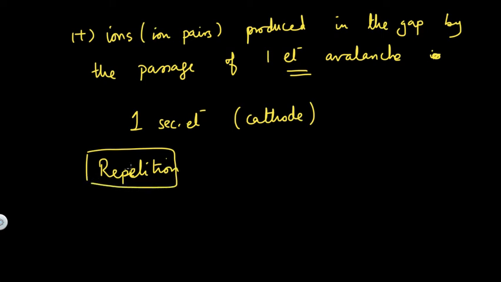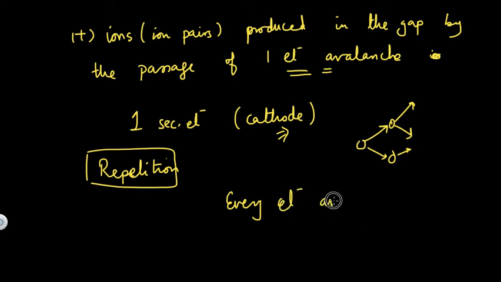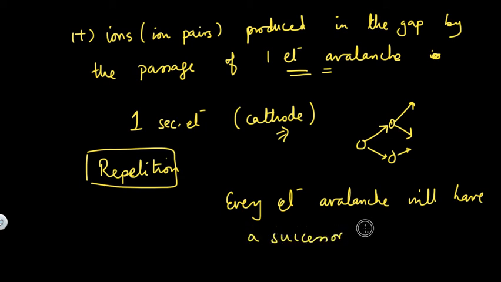So what happens? You have one secondary electron being generated by this electron avalanche, and this process gets repeated. So it's a sort of chain reaction. One leads to generation of, let's say, two, and these two lead to further generation of more. In such a case, every electron avalanche will have a successor, and the discharge will be self-sustained.